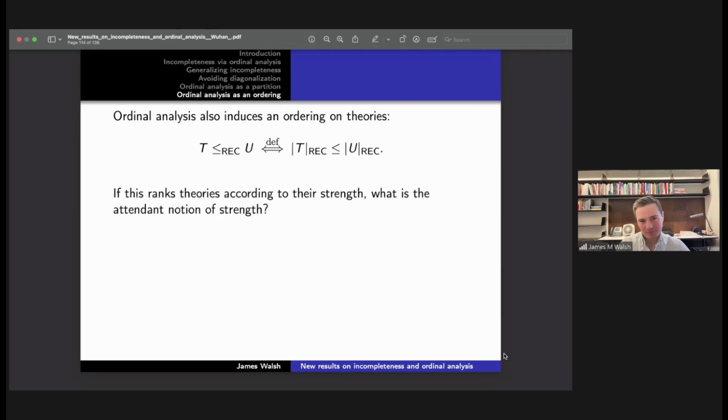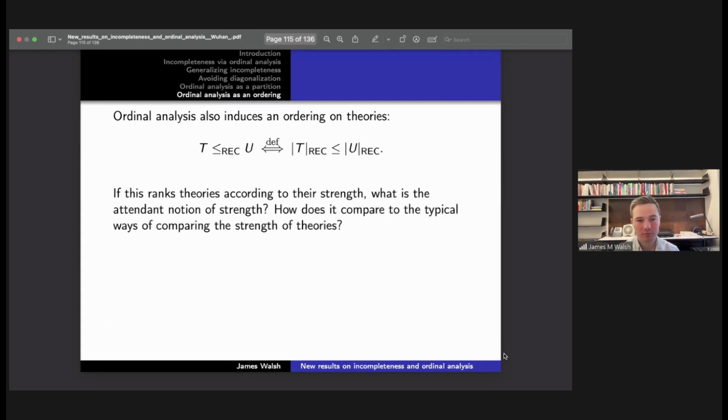Now the question is, if this ranks theories according to their strength, what is the attendant notion of strength? If you look at work in ordinal analysis, you'll see a lot of informal remarks to the effect that calculating the proof theoretic ordinal of a theory is determining its strength. Or if you compare two theories by ordinal analysis, this shows you that the one is stronger than the other. The question is, in what sense is that true? What is the notion of strength that attends this ordering? And in particular, how does it compare to the typical ways that we have of comparing the strength of theories?